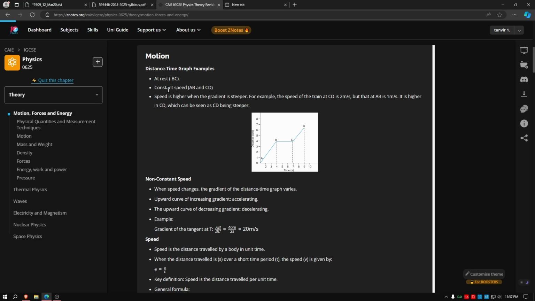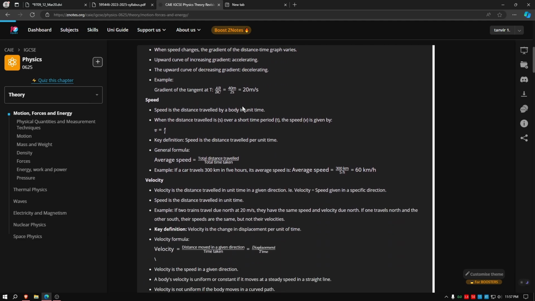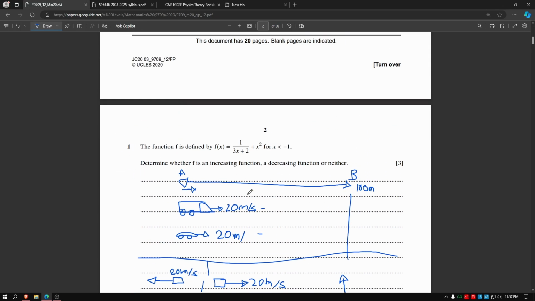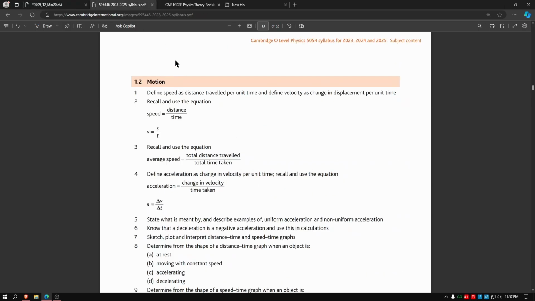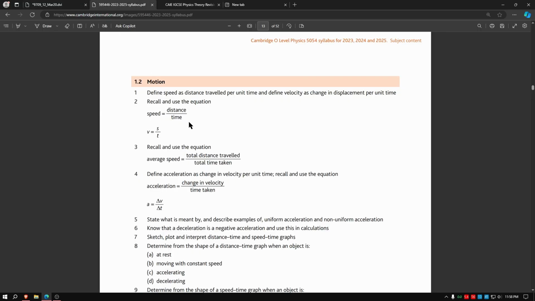Okay, so they have provided examples for distance time graph at rest. But this one will actually come a bit later. We'll get back to that. So first, let's look at speed and velocity. Speed is the distance traveled by a body in a unit of time. As we have seen here, speed would be the amount of distance in one unit of time, or seconds. When the distance traveled is s over a short time t, the speed is given by v equals s by t. So they have a formula for distance. So speed equals distance by time.